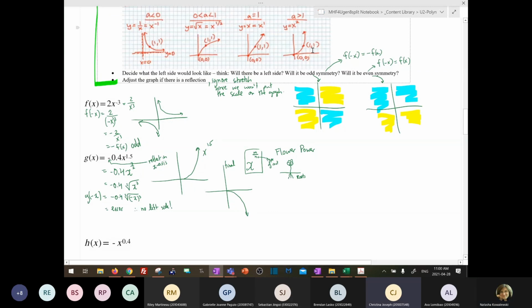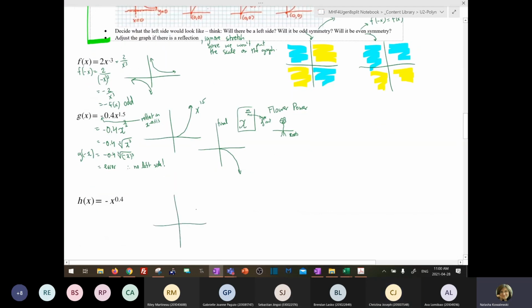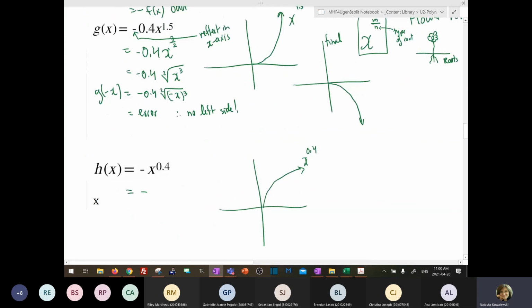It's the root. Okay, right? So this one version. Okay, so we're going to write down. It will go like this. We're ignoring the negative in front for now. So this is just the x to the 0.4 version. Let's continue on changing that 0.4 into a fraction. So what is 0.4 as a fraction, so we can identify what kind of root this is?